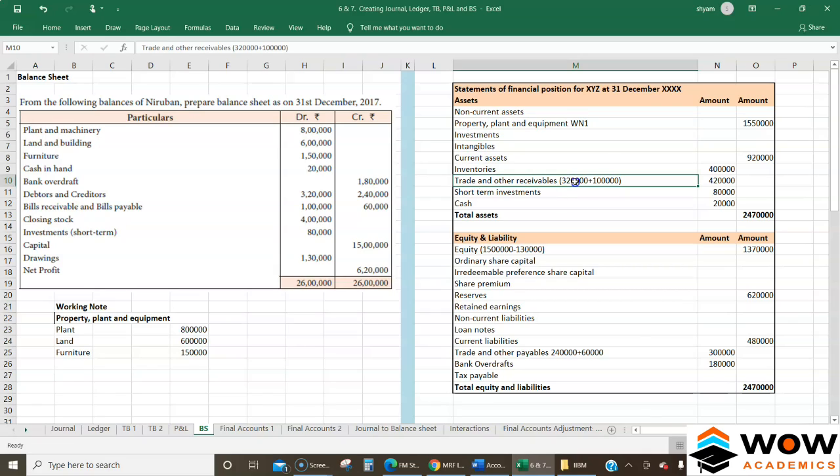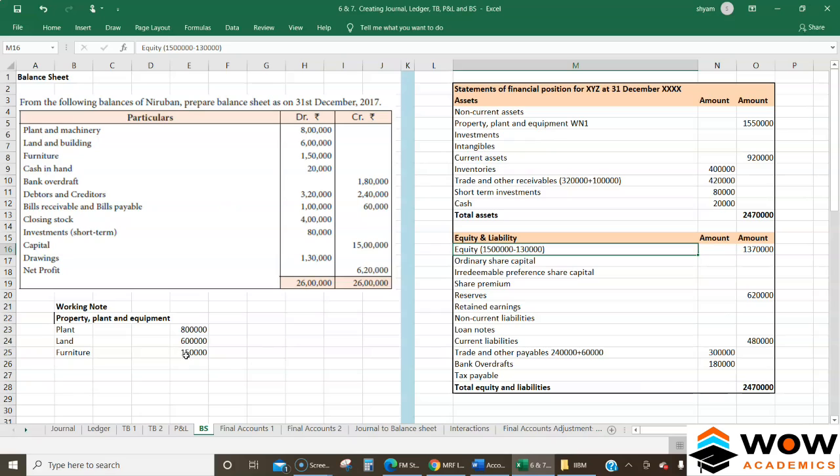You could have used a working note here, and another one here, and another one here, because we should not add any items in here and show it. But as this is just an illustration, we can just do it here itself. So that's about posting from your trial balance to the balance sheet.